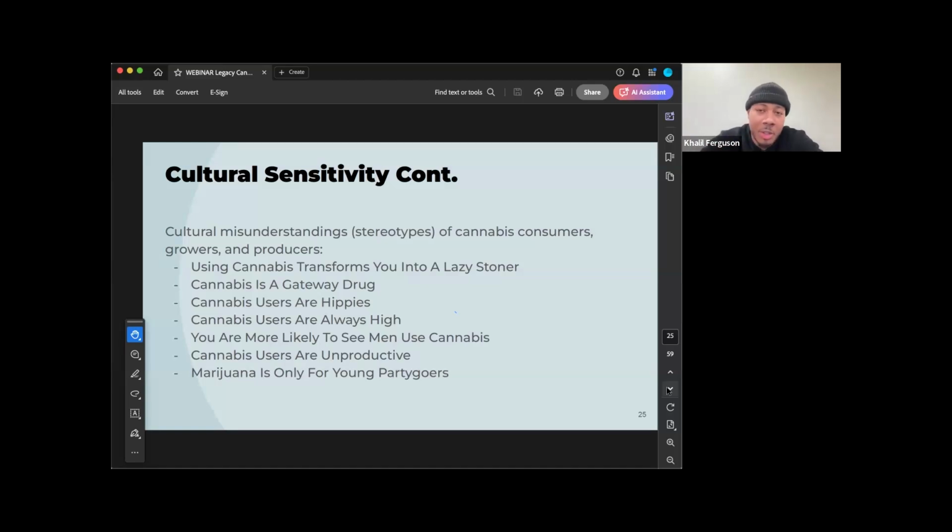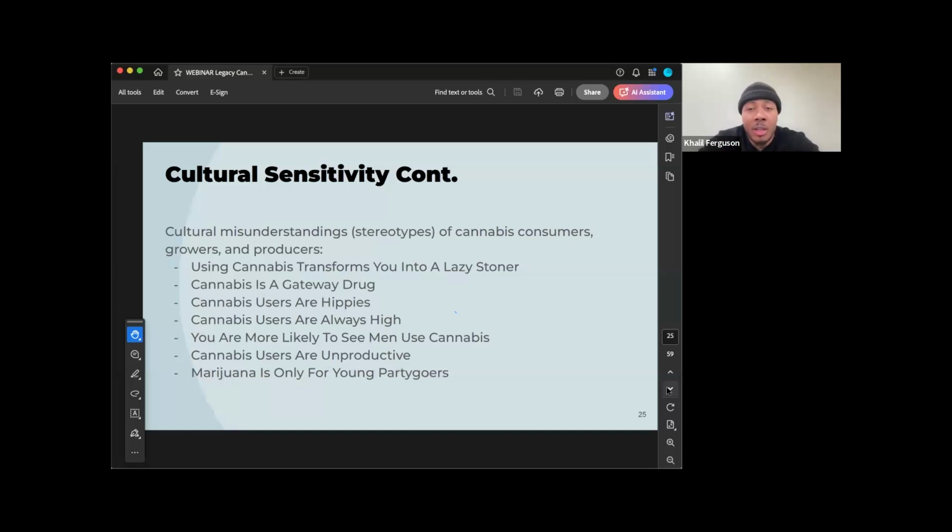They're just misnomers and misunderstandings placed upon individuals based on their perspectives and not truly understanding the identities of those who use them. Common misconceptions or stereotypes of cannabis consumers, growers and producers. I'm sure we've all heard them. That it turns into a lazy stoner. It's a gateway drug to harder drugs. Cannabis users are hippies. They're always high. It's mostly a male-consumed product. Cannabis users are unproductive, and marijuana is for young party goers. Even the term marijuana. So these are just stereotypes that we need to thaw out and focus on.